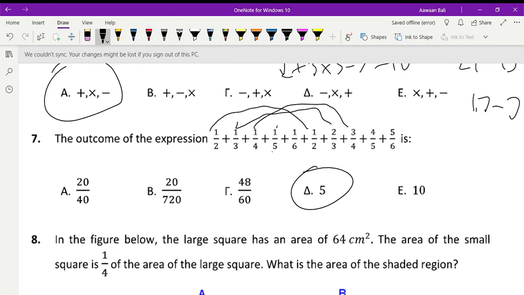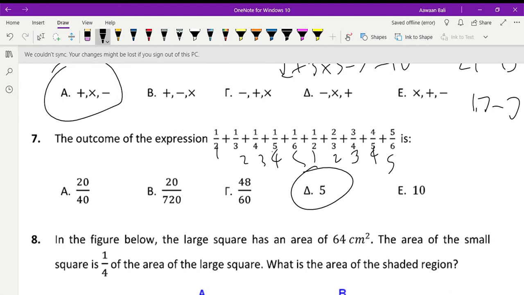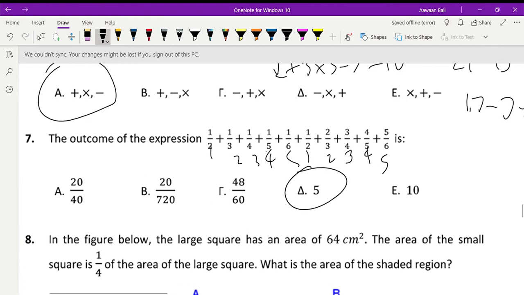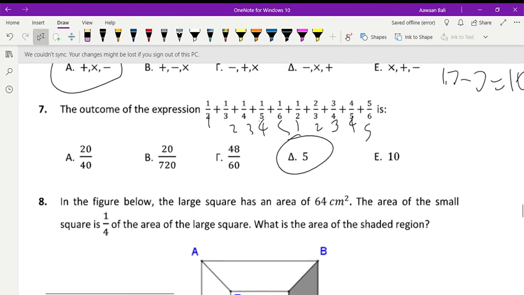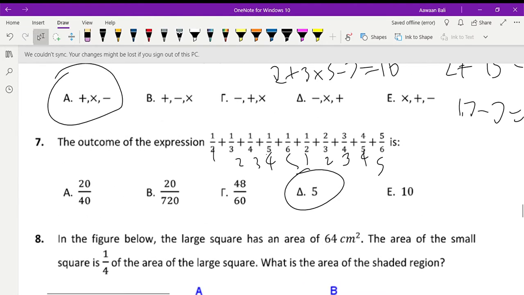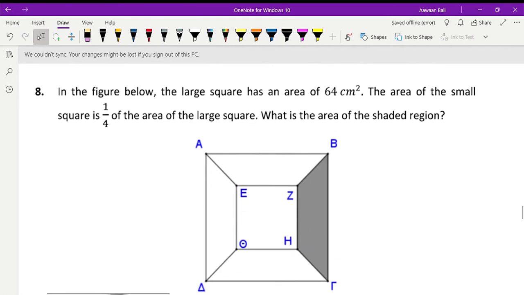This 2, and this 2. Basically, if you count the pairs, there's 1, 2, 3, 4, 5 pairs. So there's 5 ones. 5 times 1 is obviously 5, since anything times 1 is the same number. So therefore, the answer is delta, 5.